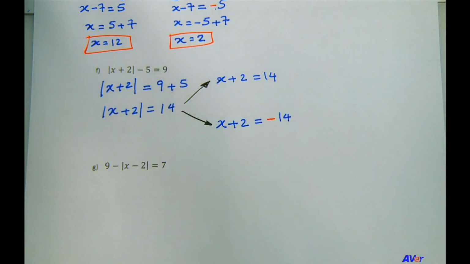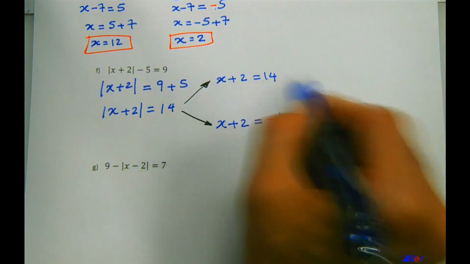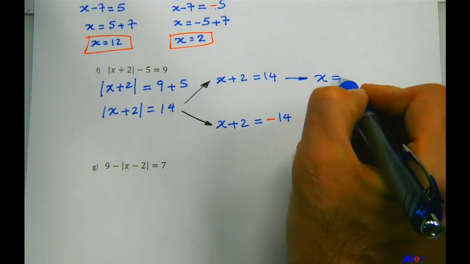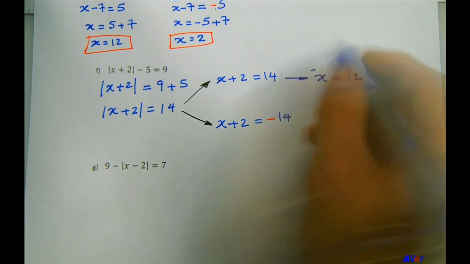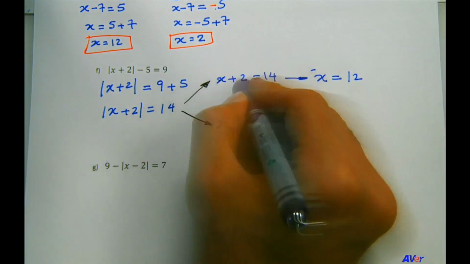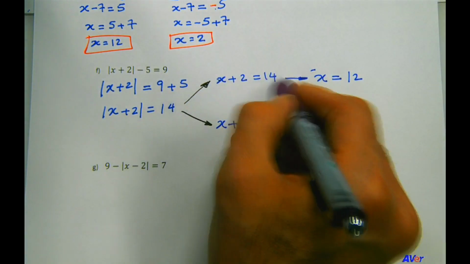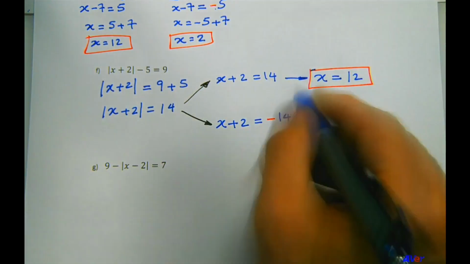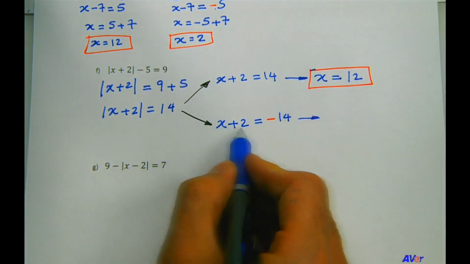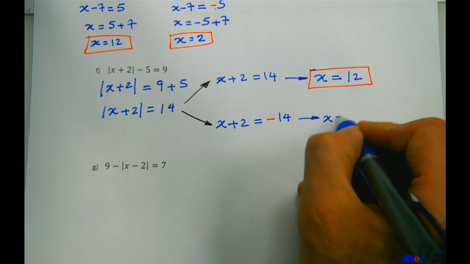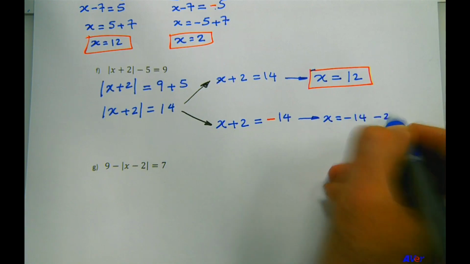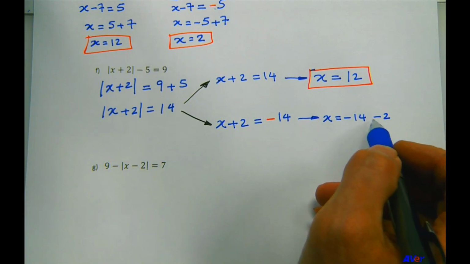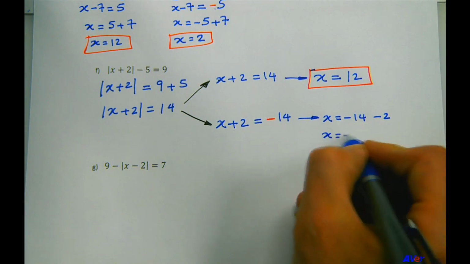Okay. Now let's solve for x from each path. So here we have x equals 12, right? 14 minus 2. Move the 2 to the other side, you get minus 2, 14 minus 2, which is 12. Like that. Here, we have x plus 2 equals minus 14. Okay, so x equals minus 14 minus 2. Move the positive 2 to the other side. It becomes minus 2. Okay, so we have x equals minus 16.